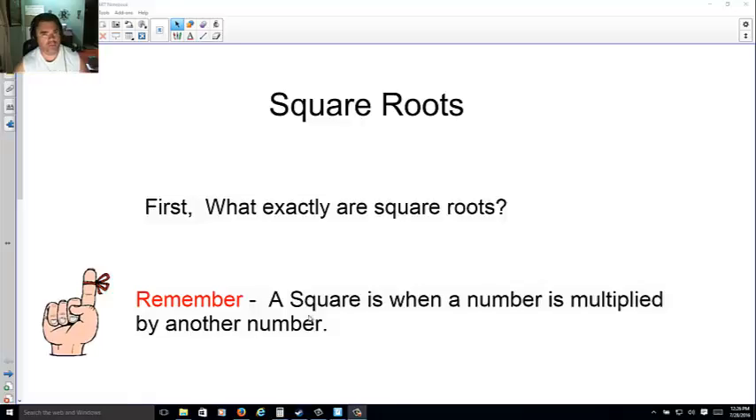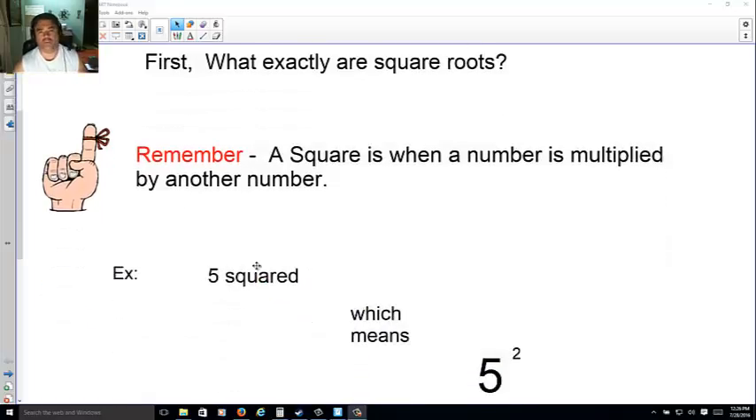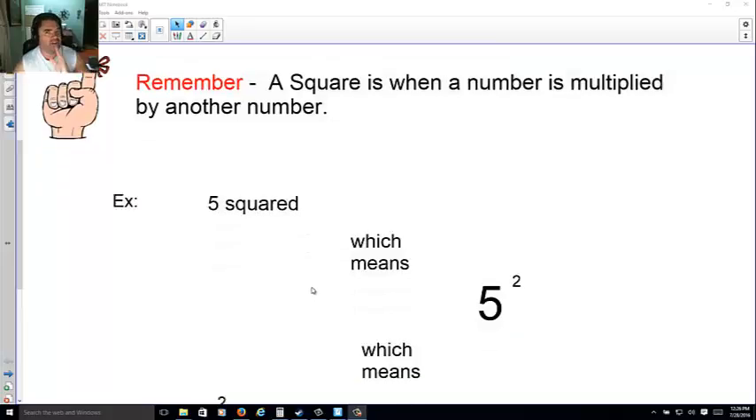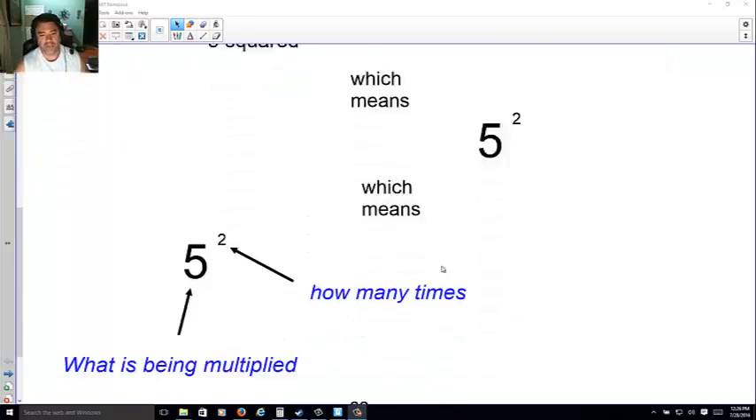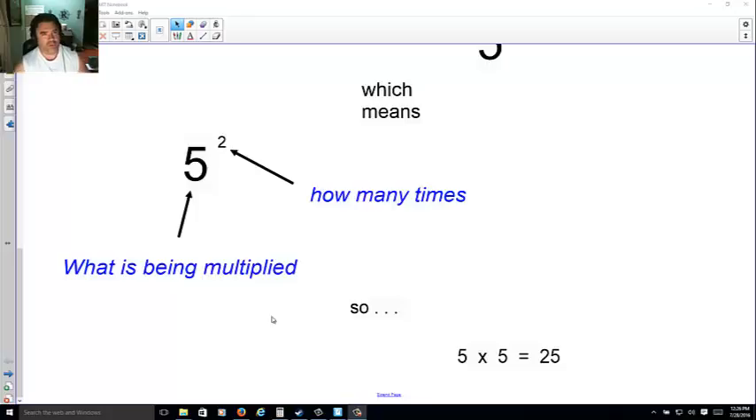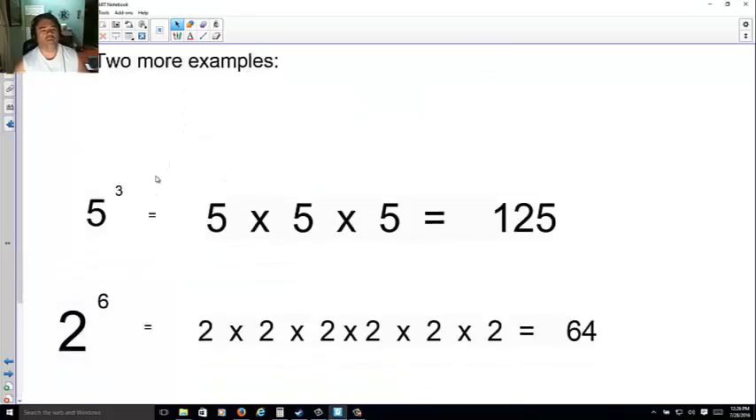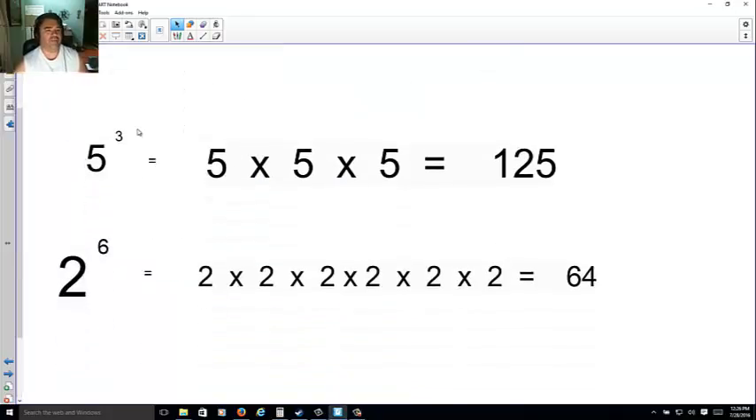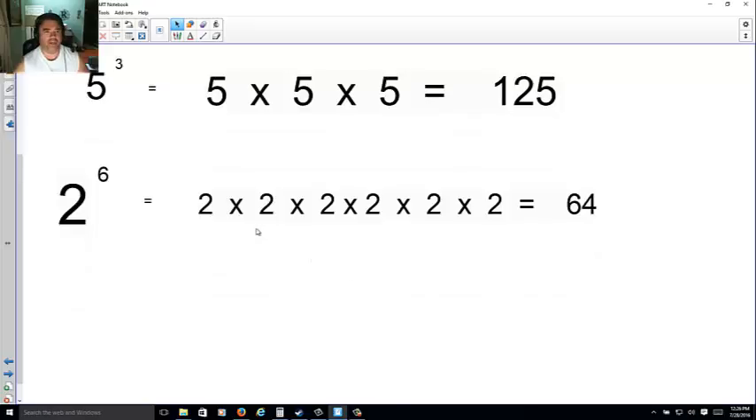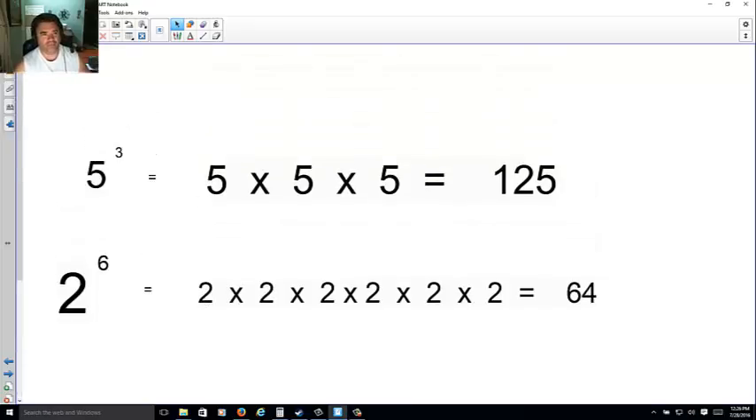Well, if you remember what a square was: when a number was multiplied by itself. So 5 squared would mean 5 times 5, so two 5s being multiplied. And I'm sure you remember that. Two more examples of this would be 5 to the third power, which is 5 times 5 times 5, and 2 to the sixth power, which means six 2s all being multiplied. So again, that's stuff we've covered.